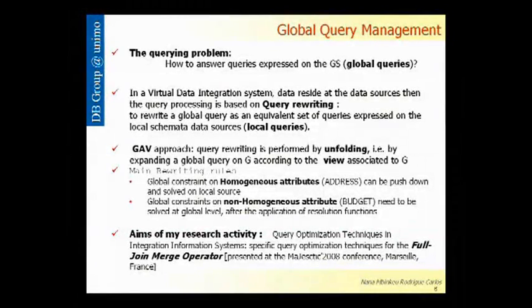We remember that MOMIS has the graph approach, which consists of defining the global view over the local sources. In MOMIS, we can define two types of attributes. Homogeneous attributes, where it is possible to push down a constraint to the local level. And non-homogeneous attributes, where we can solve the constraint only at the global level. These two definitions of attributes are very important for us because we involve them in our Full-Join optimization.